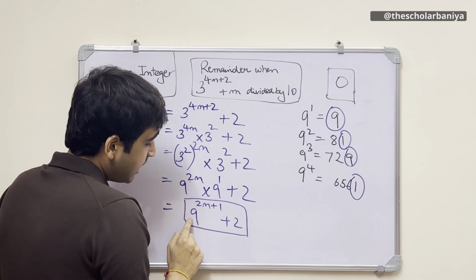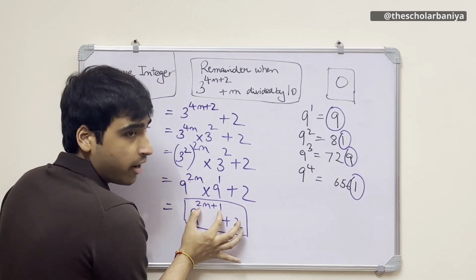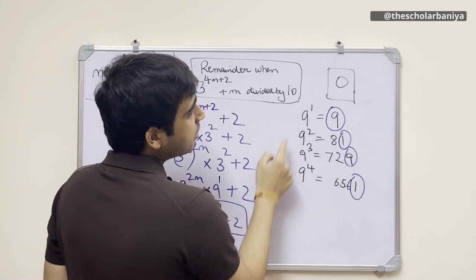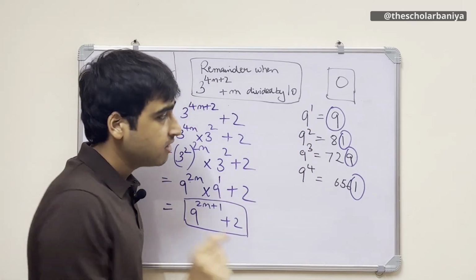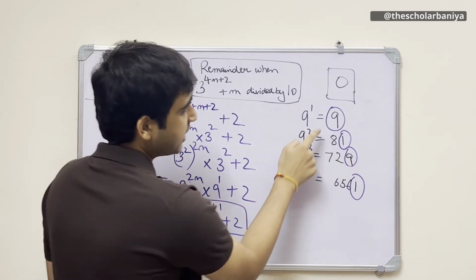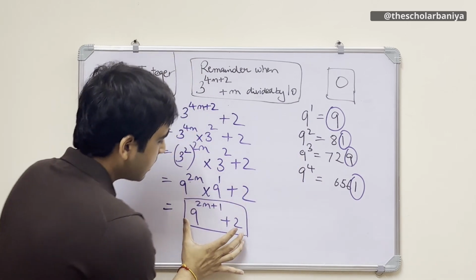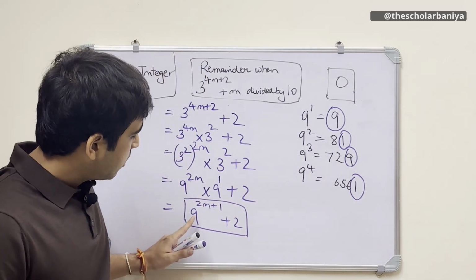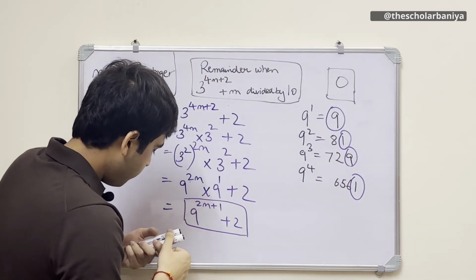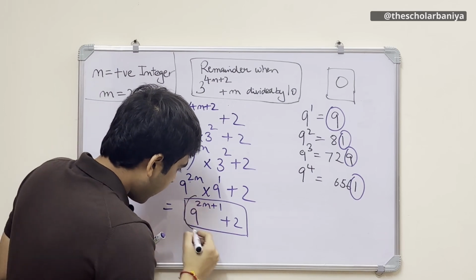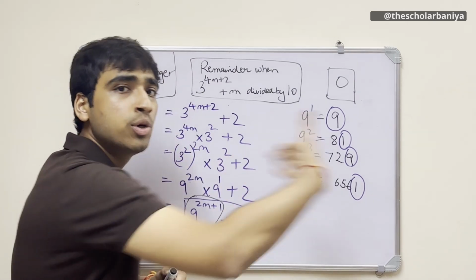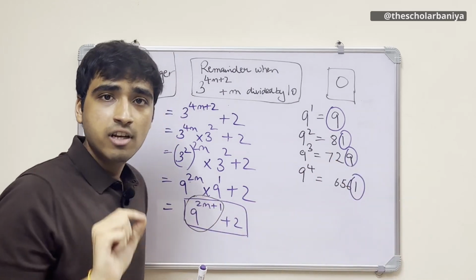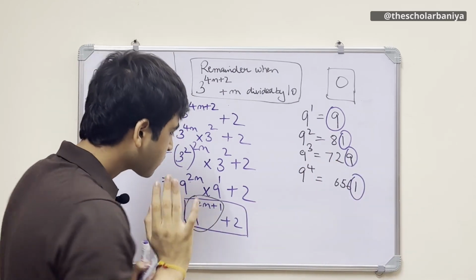So that means 9 to the power of something odd, right? And we know from here that 9 to the power of something odd will always give 9 as the unit digit, right? For example, in this case. That means the value of this number will be something in which the unit digit, or the rightmost digit, will be 9, right?